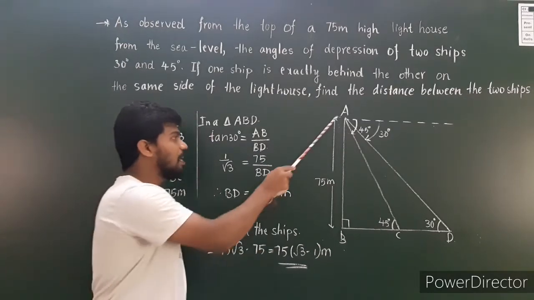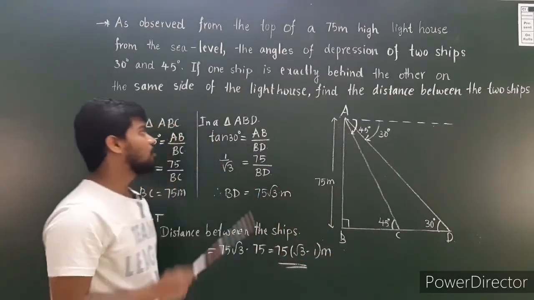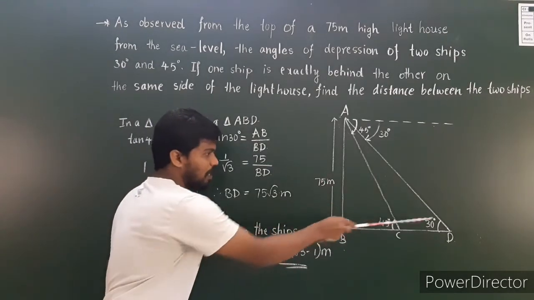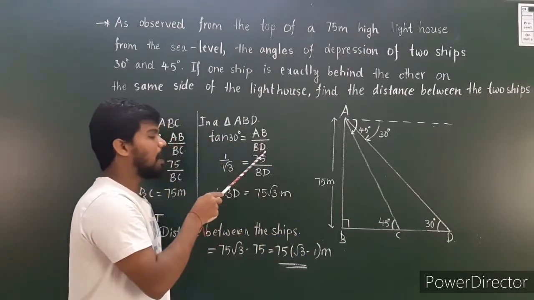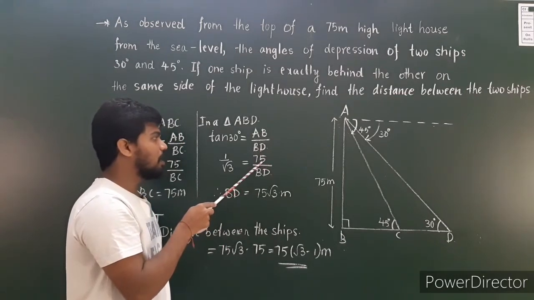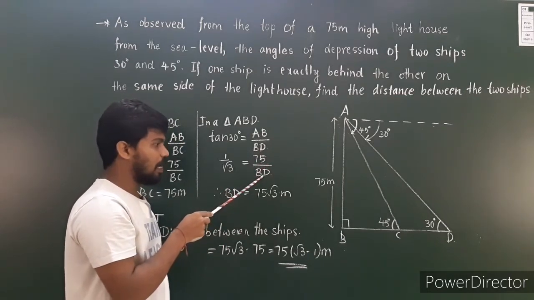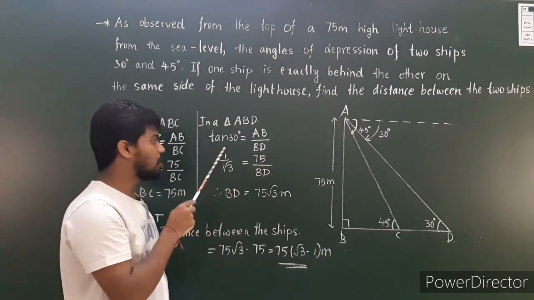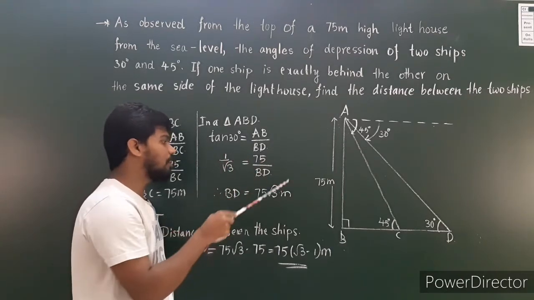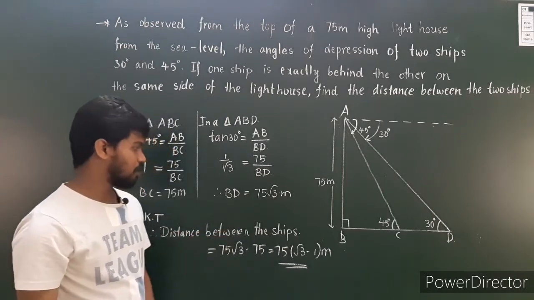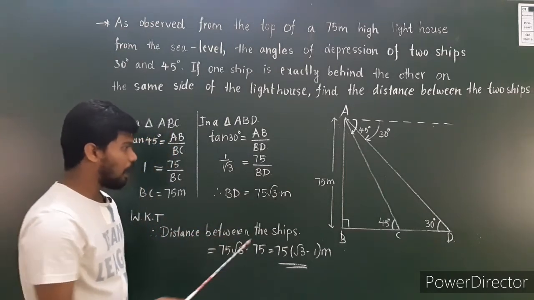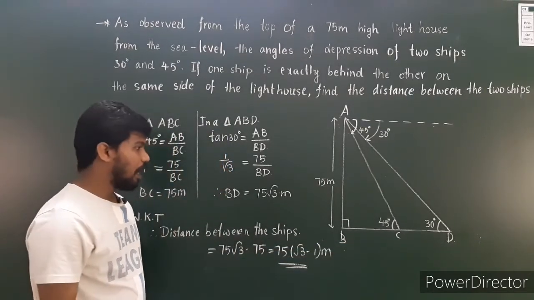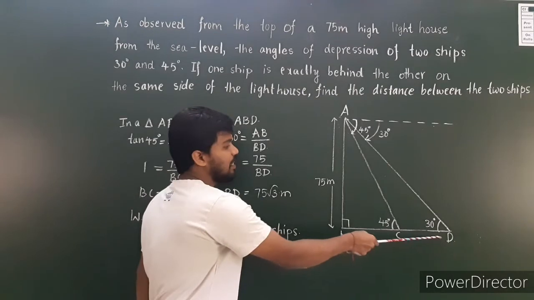In triangle ABD, the bigger triangle, you define tan 30 degree, opposite side by adjacent side, which is AB by BD. The value of AB is 75, BD as it is, so 1 by root 3. Using cross multiplication, BD is equal to 75 into root 3 meters. So now you know BC and BD, and you have to find CD.